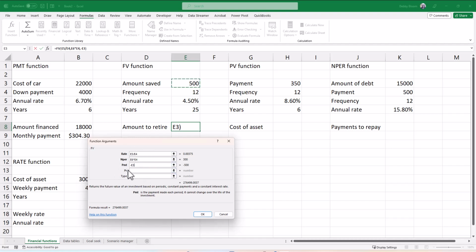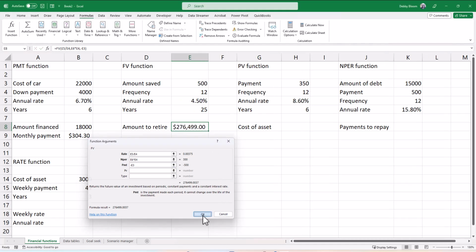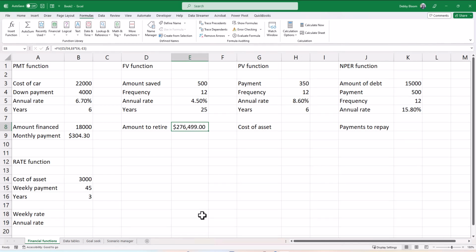So for example, I'm not limited to 12 months during the year. I'm not limited to an annual rate of 4.5%. So I'm going to click OK, and yes, I was having trouble reading, but it is about $276,500, which in 25 years will be worth about $500. So notice that you really have to save a lot in order to retire with a lot of money.